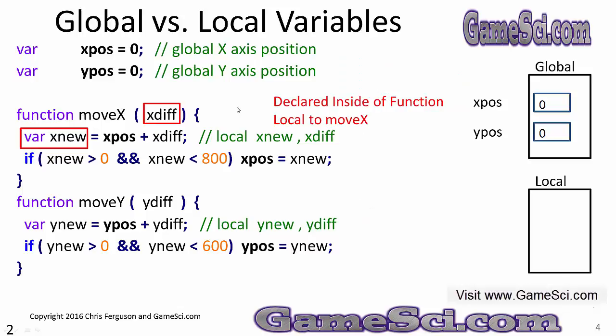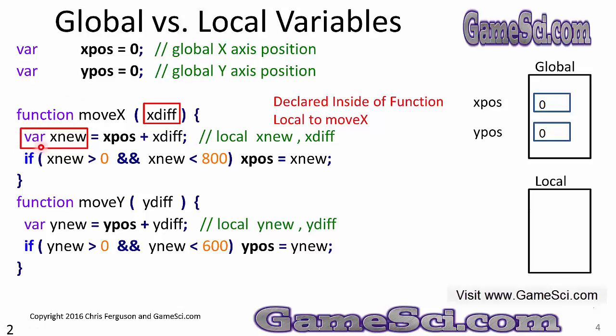Now, you can also declare variables inside of functions. Parameters are considered variables declared inside of functions, so xdiff is declared inside of moveX. Now we're going to do a var xnew. We're declaring xnew by using the keyword var inside the function, so this is considered a local variable. Global variables are declared outside of functions. Local variables are declared inside of functions.